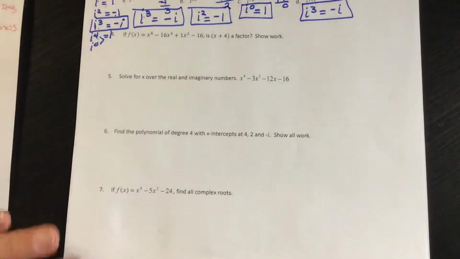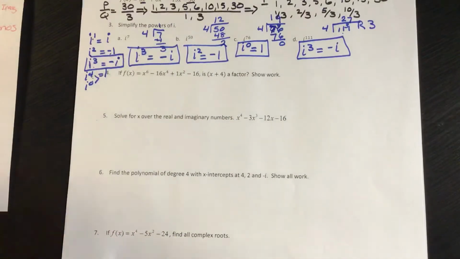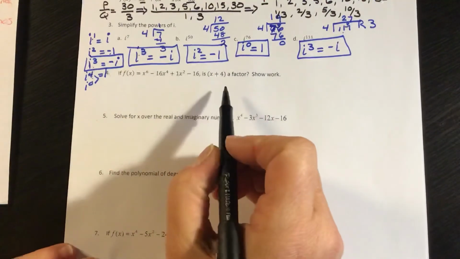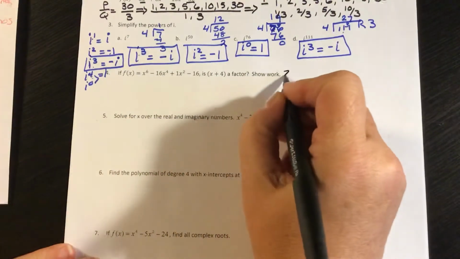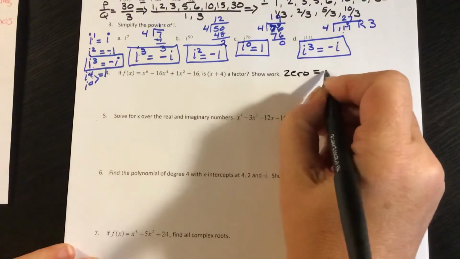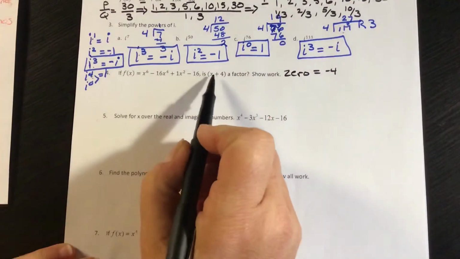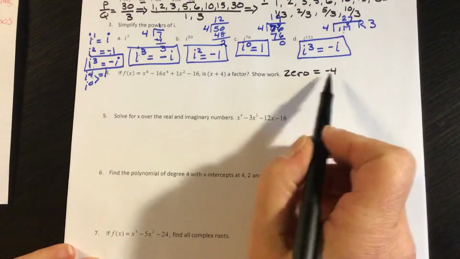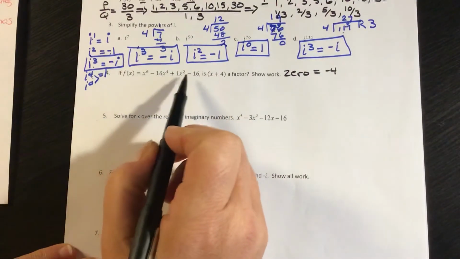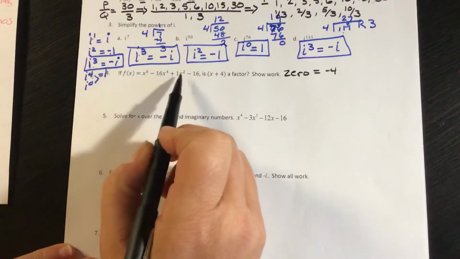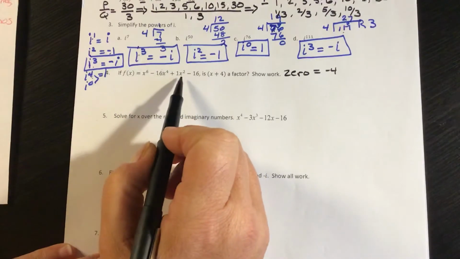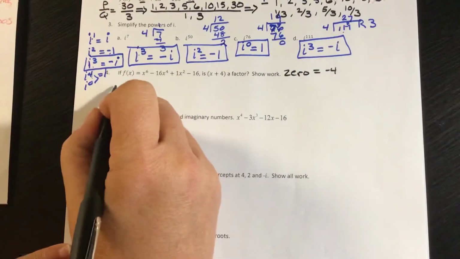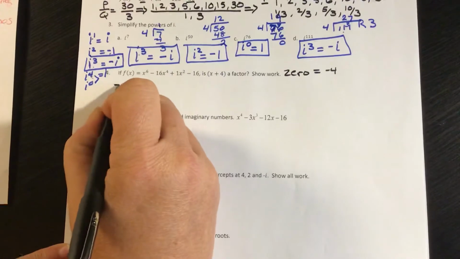Number 4 wants to know if x plus 4 is a factor. And I can do this a couple ways. My 0 in this case would be -4. I could do long division with x plus 4 into this, I can plug in -4 for each of my x values to see if I get a 0, or I can do long division, or I'm sorry, synthetic division.